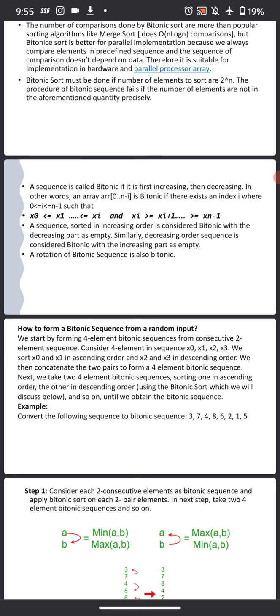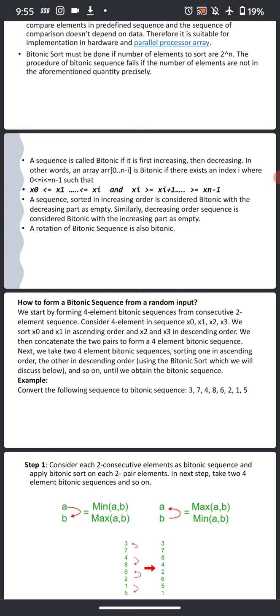We start by forming 4 element bitonic sequences from consecutive 2 element sequences. Consider 4 elements in a sequence x0, x1, x2, x3. We sort x0 and x1 in ascending order and x2 and x3 in descending order. We then concatenate the two pairs to form a 4 element bitonic sequence. Next, we take two 4 element bitonic sequences, sorting one in ascending order and the other in descending order, using the bitonic sort which we will discuss below, and so on until we obtain the bitonic sequence.